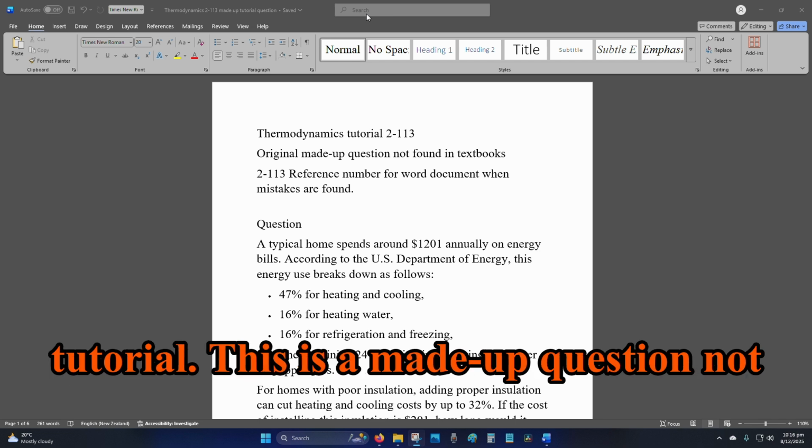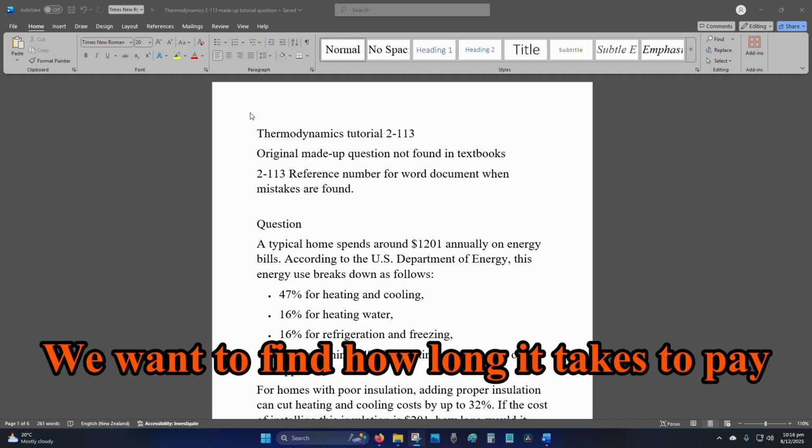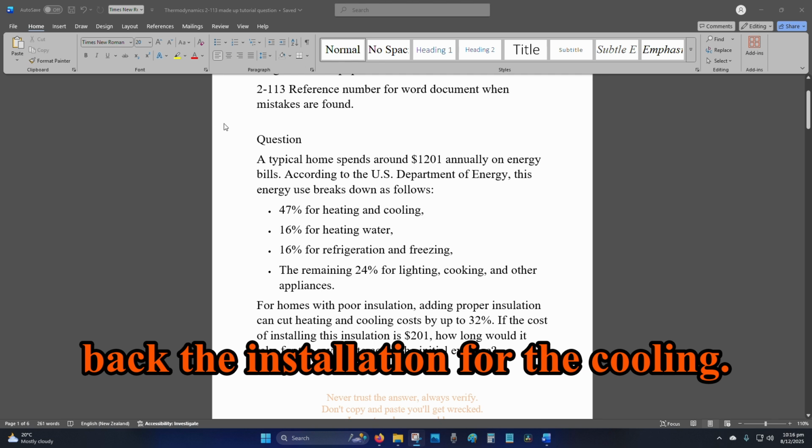This is a made-up question not found in your textbooks. We want to find how long it takes to pay back the installation for the cooling.